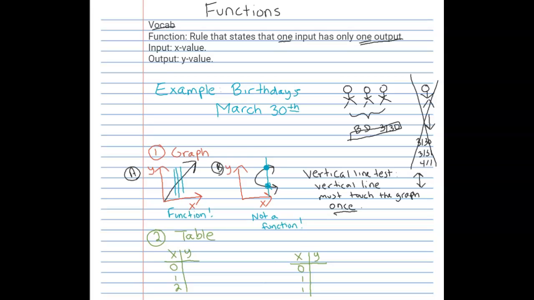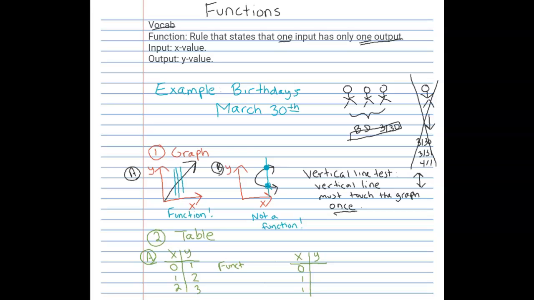So as you see here, I've got two tables here. The first table, let's say example A, has x values 0, 1, 2. So let's say I fill this out with 1, 2, 3. Only one x gets only one y. So it's a function.